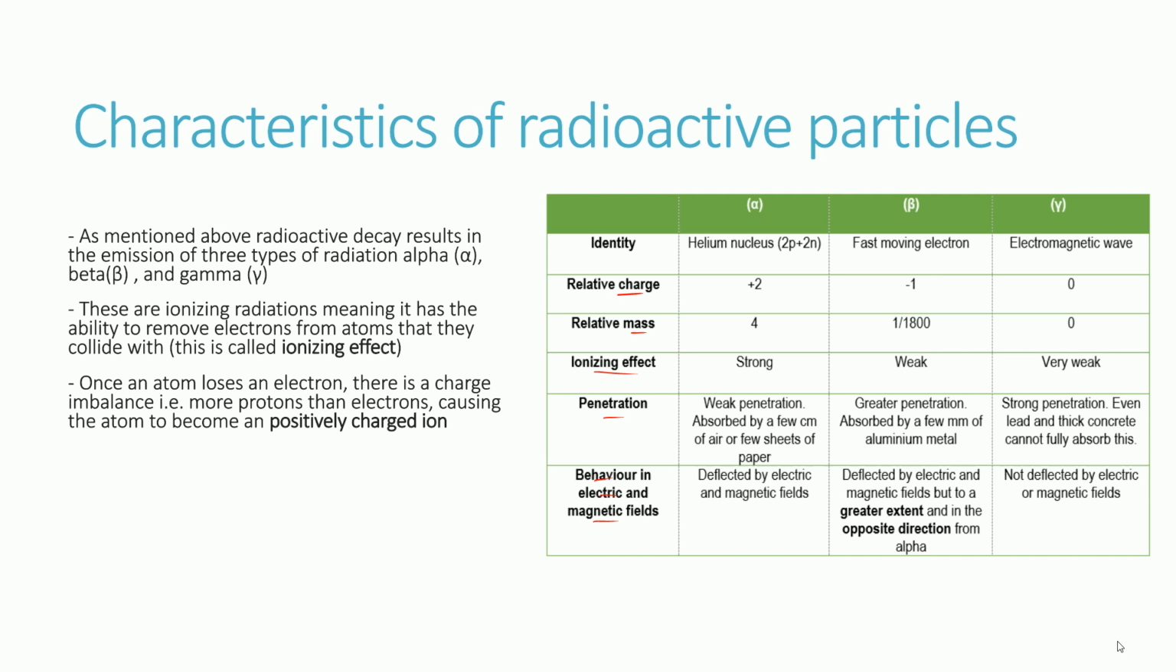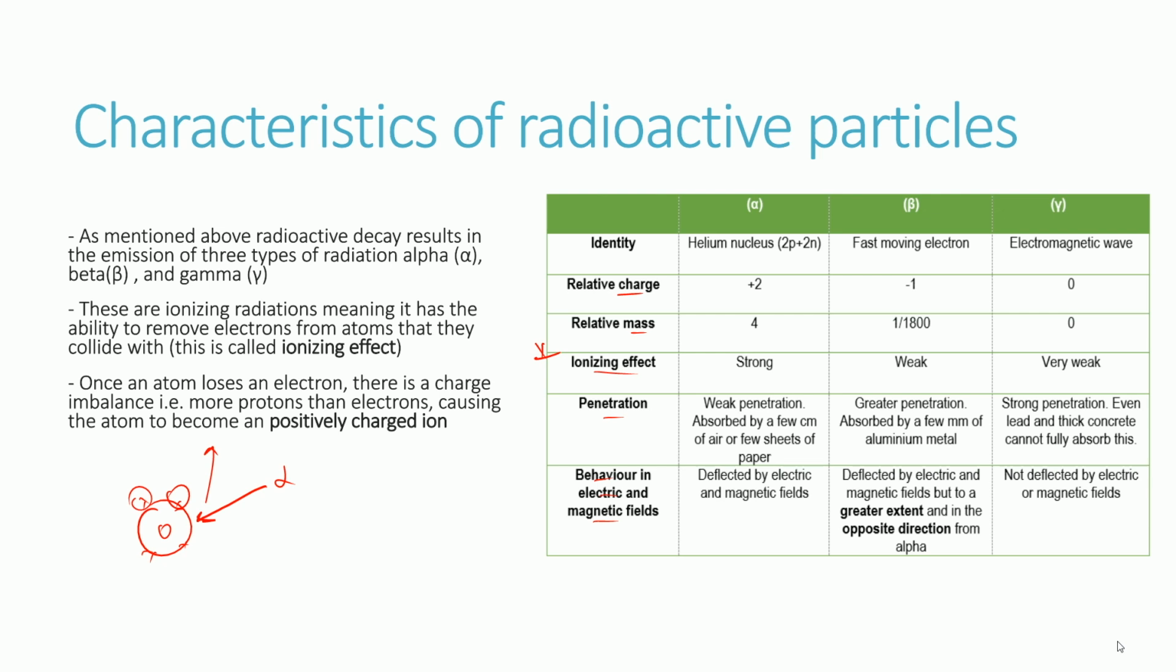fields. As mentioned above, radioactive decay results in the emission of these particles: alpha, beta, and gamma. When it comes to the ionizing effect, it means that these particles have the ability to remove electrons from other atoms that they collide with. So if you've got a normal atom, let's just say oxygen, that's just chilling along with its electrons hanging around on the outside, and an alpha particle comes along and collides with this oxygen and bounces off it, alpha has a fairly strong ionizing effect, and it can remove the electrons from the oxygen.